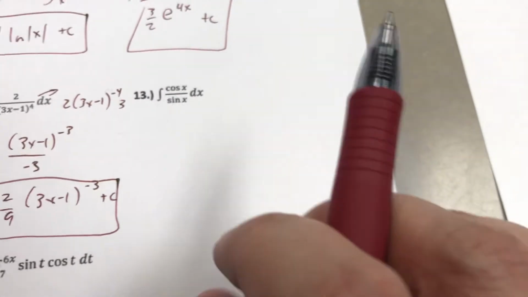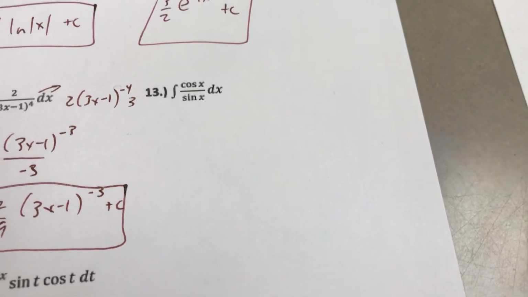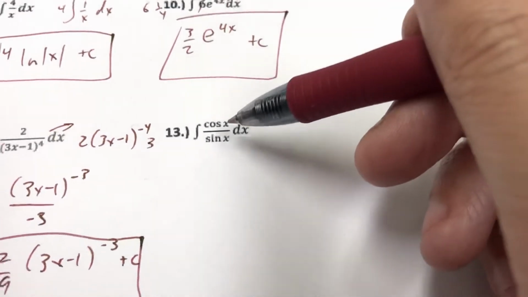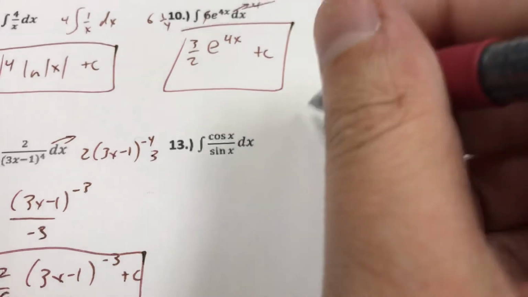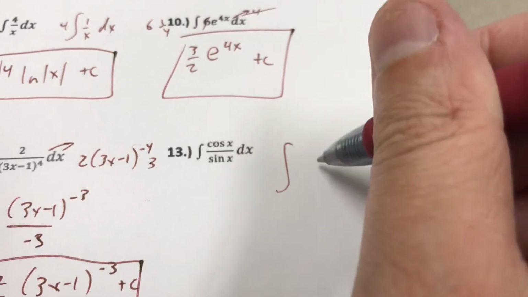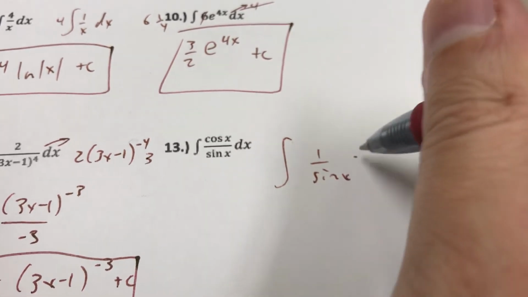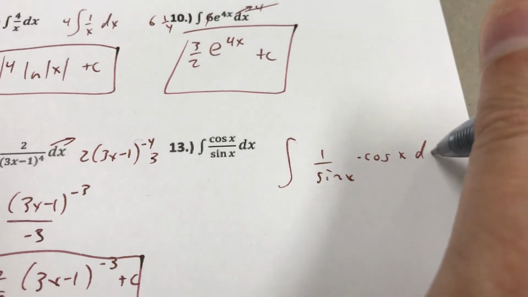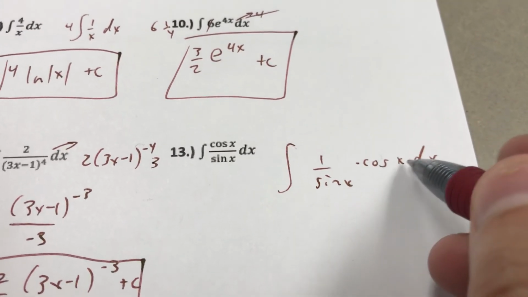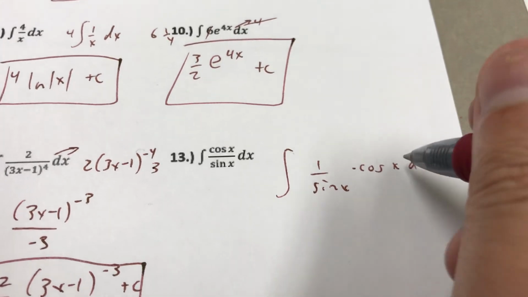All right, number 13. Yes, this is cotangent. However, we don't know how to integrate cotangent. But it's also a reciprocal function. Cosine is the derivative of the inside function. That's 1 over sine of x times cosine of x. Cosine is the derivative of the denominator, so we can use that as our derivative of our inside function.